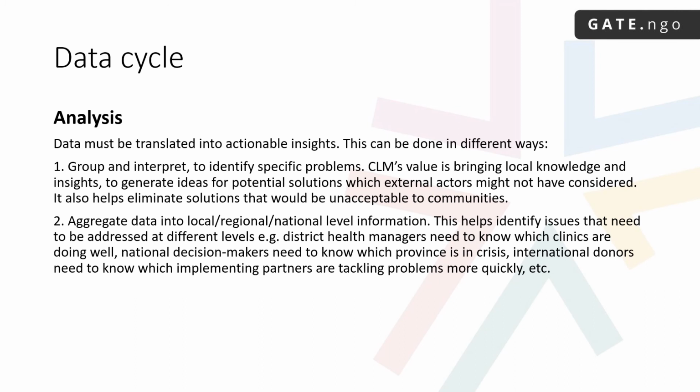Once you've got your data, you would move to the analysis stage. And this is where you're thinking about translating your data into something that can be actionable. So you are looking for trends. You might want to group and interpret the data to identify specific problems. You might want to aggregate the data into the different levels of information that you've collected if you have looked at local, regional, national, global. And this will help to identify issues by the level that they need to be addressed at. For instance, national decision makers might want to know about what province is in crisis or which state or district and how that differs.